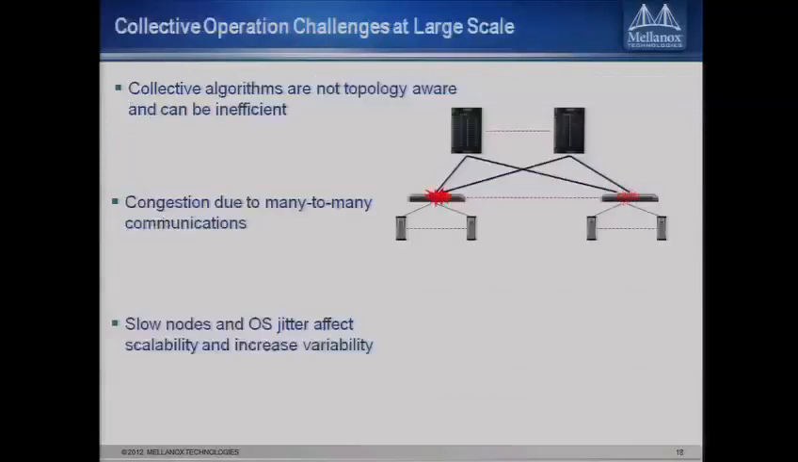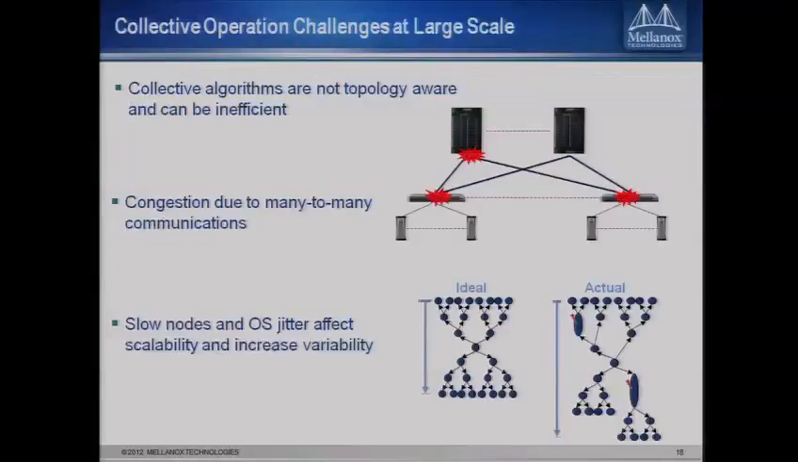So some of the challenges we have with collective operations is, one, many times the collective algorithms are not topology aware. This can make them very inefficient because if we have a large cluster here, you can see with several stages, we tend to have lots of messages crossing back and forth to be able to finish this collective. This can cause congestion within the network due to the many-to-many nature of the collective itself.